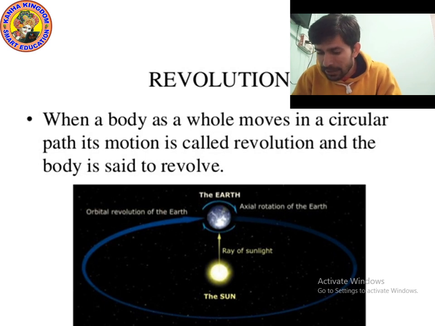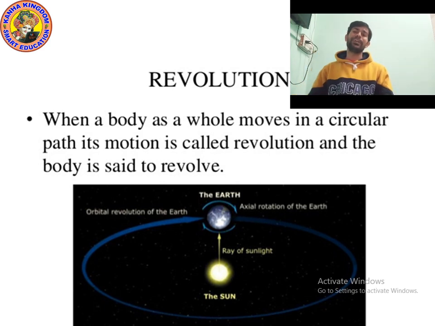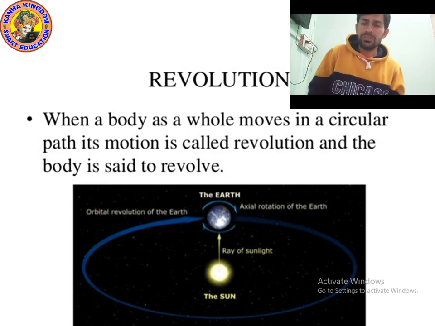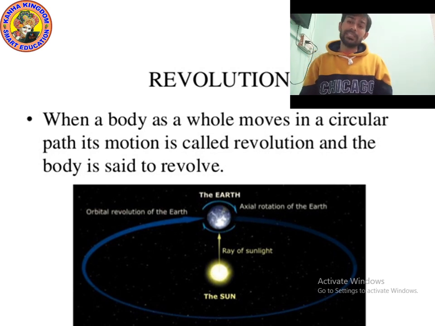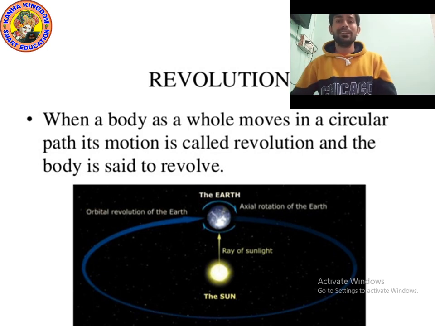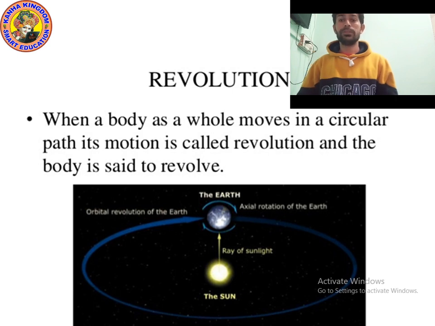And you might have seen the well of death, मौत का कुआं, in a fair. In it also the bike rider does the revolution motion, and it repeats again and again. Such kind of motion is revolutionary motion. Even the satellite revolves around the earth, so it is also doing revolutionary motion. When a body as a whole moves in a circular path, its motion is called revolution and the body is said to revolve. I hope you understood.